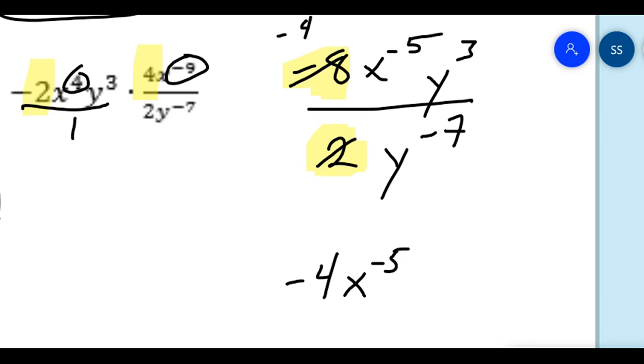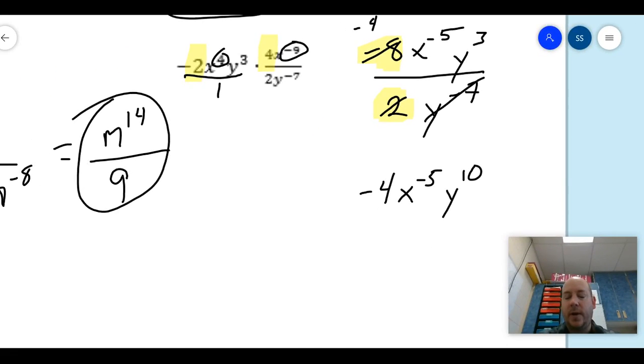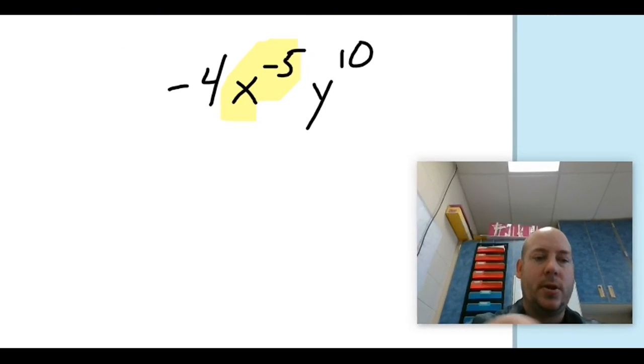3 minus negative 7 is 10. Okay. Right? So now I don't have anything left in my denominator. Okay. Now I've got to take a look and see if I've got to move anything with negative exponents, right? So I've got that x to the negative 5th there I've got to deal with.